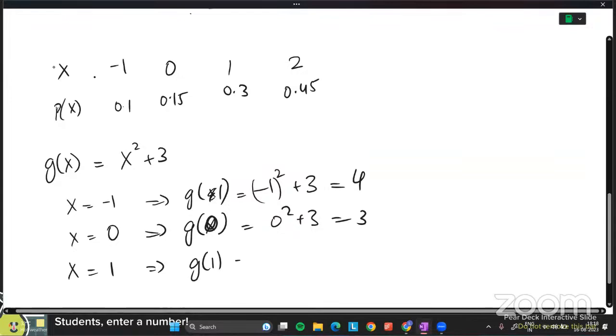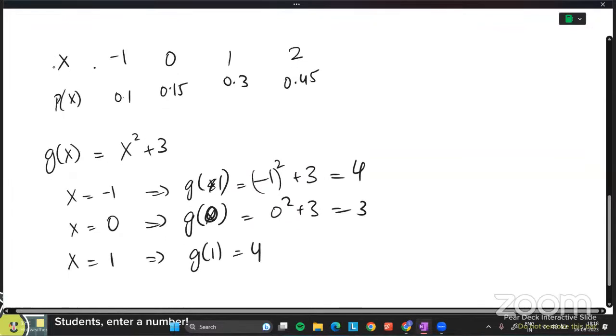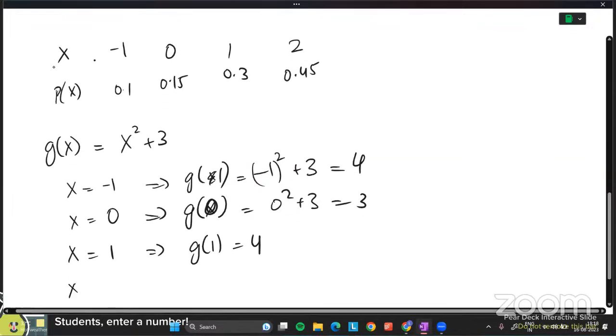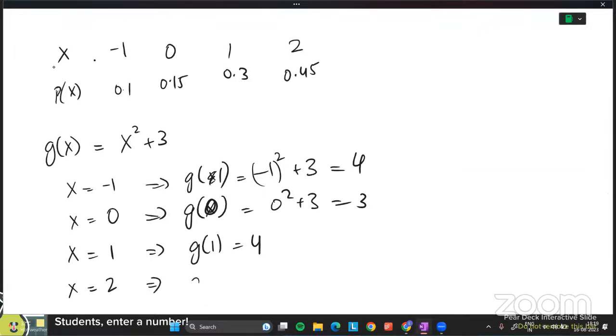Ma'am, where do we submit the answer for this question? You can just put it in the chat box. We're not using the paired x lab. Okay, ma'am.